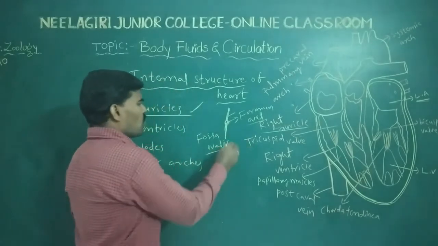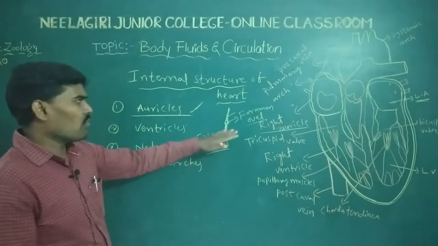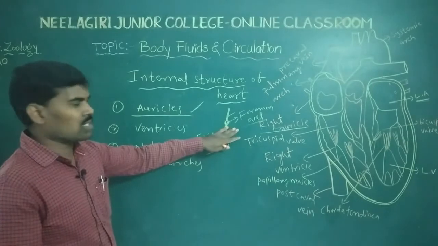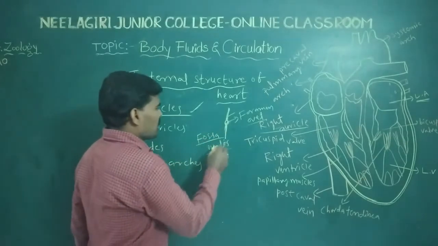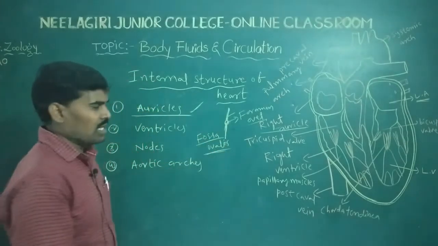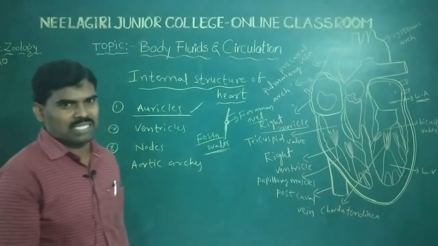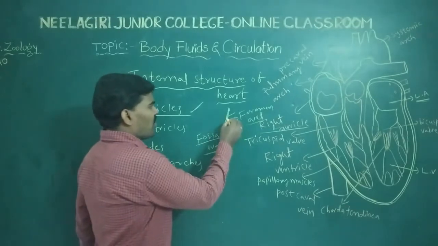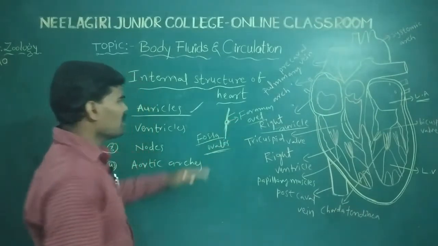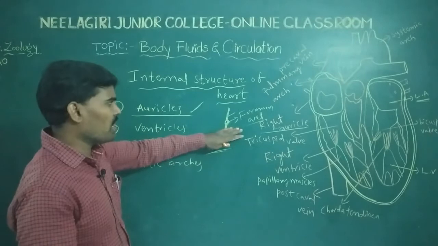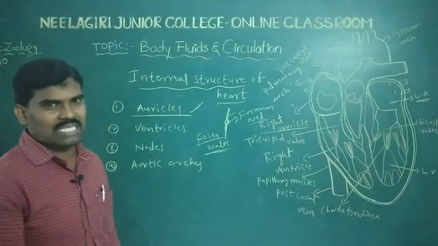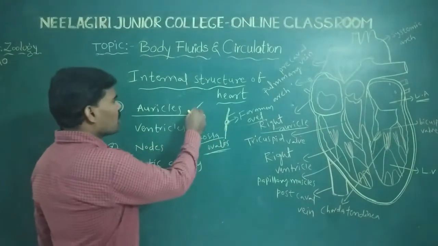The patch left after the foramen ovale closes at birth is called the fossa ovalis. With the lungs beginning to function, the foramen ovale slowly closes, leaving only the fossa ovalis between the two auricles at birth.